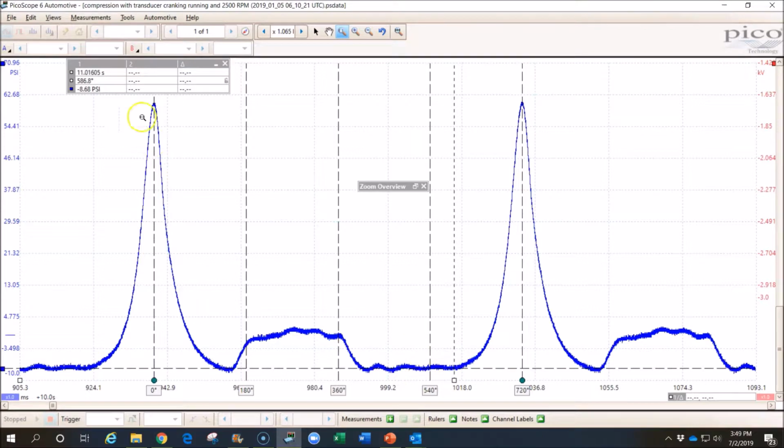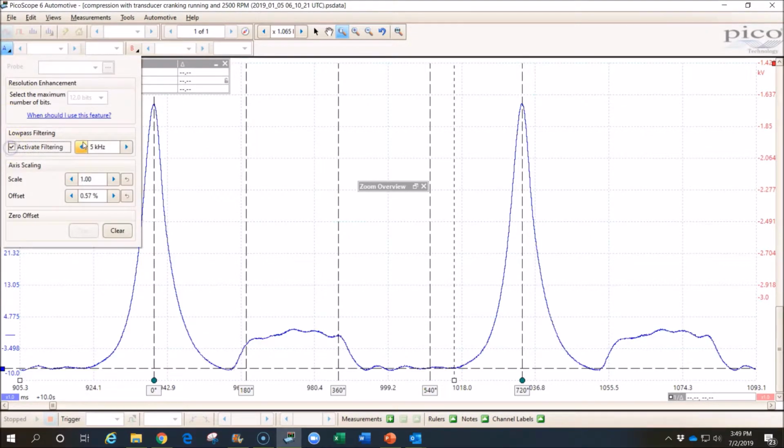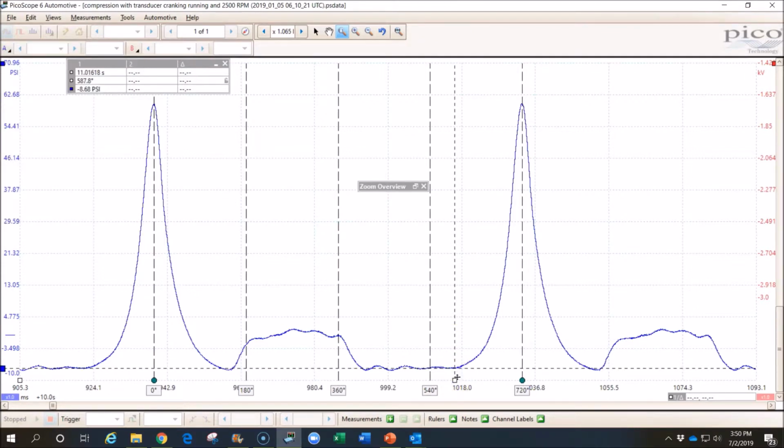Now this might be a good time, maybe I should have done this earlier, but maybe we should filter this just a little bit. I can adjust my filtering right here. I like to see a little bit of fuzz in the waveform, indicating that I still have a good clear picture with lots of definition. But right about this point here is where the pressure began to rise. That indicates very clearly that that is the point when the intake valve closed.